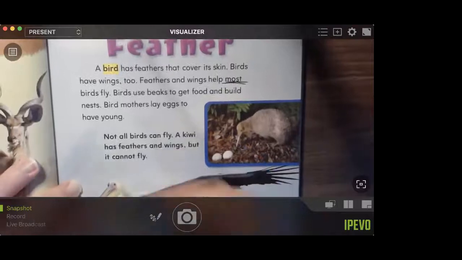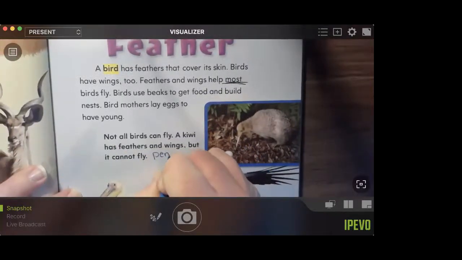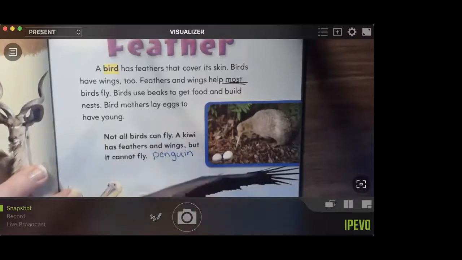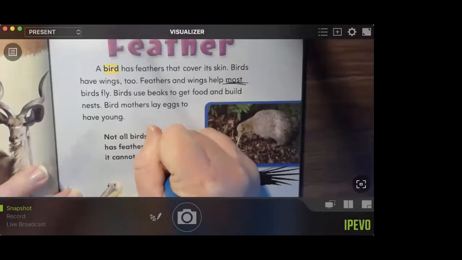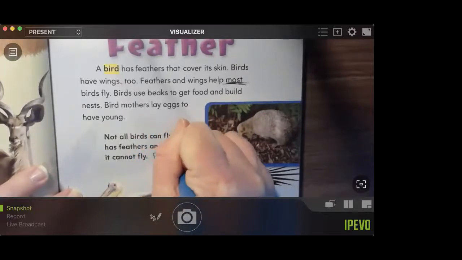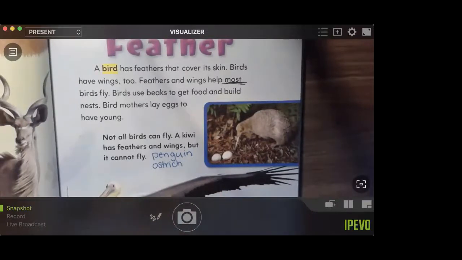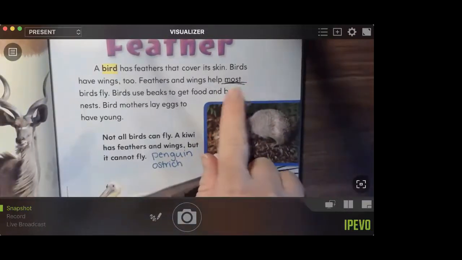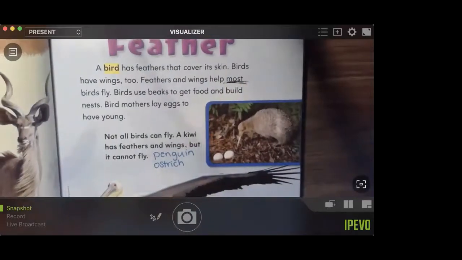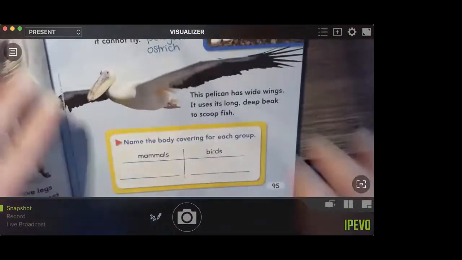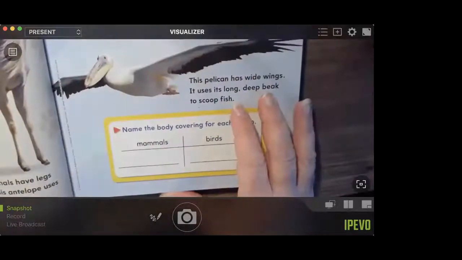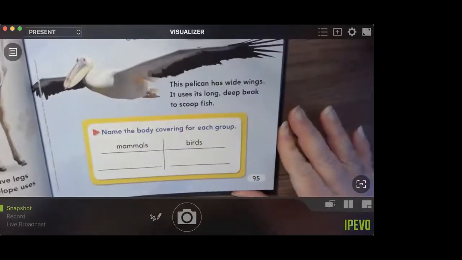And I want you to also list a penguin, because a penguin is considered a bird, but it cannot fly. And I also want you to list an ostrich, because an ostrich has feathers and is considered a bird, but it cannot fly. So those are the 3 exceptions to birds. It's not all birds fly. Remember, most birds fly. Okay? And then it says, this pelican has wide wings. It uses its long, deep beak to scoop fish.